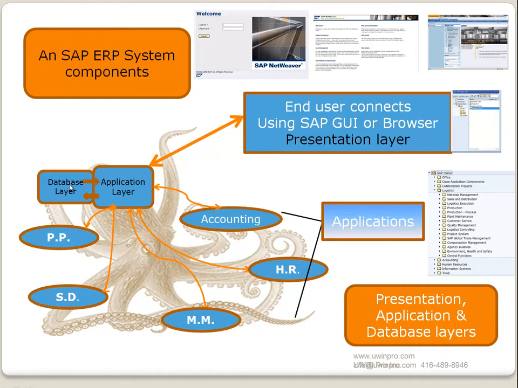So we need a database layer. The database stores all the information about the user and the things he or she is working on. So these are the 3 layers: presentation layer, application layer, and the database layer.